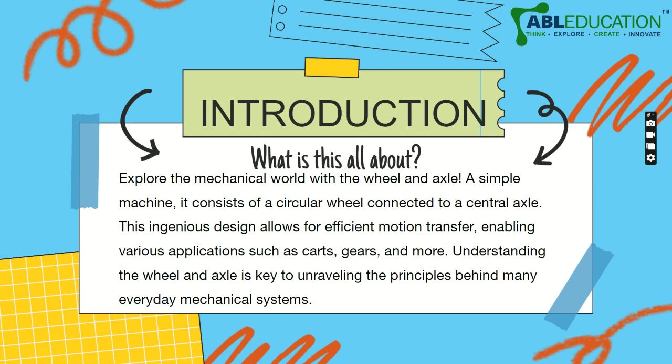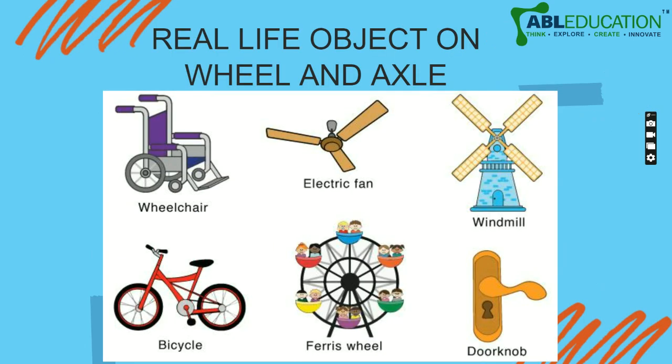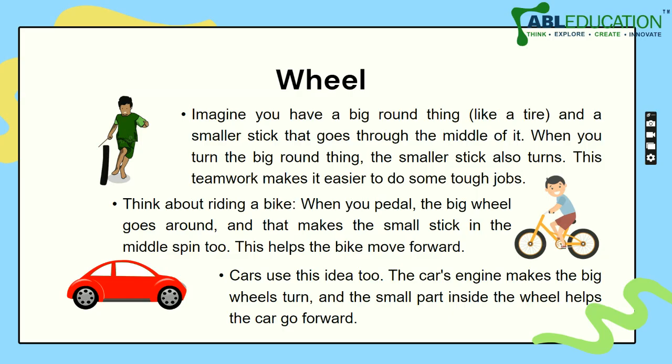So, you must have seen this combination in a lot of places, such as in your car, in your Activa, or in your bikes. Okay, so there is always a wheel and axle. Axle is the rod that rotates when the motor rotates, and wheel is connected to this axle. So this works together to make our lives easier and make our work simpler as well. So some real life examples of wheel and axle combination are wheelchair, electric fan, windmill, bicycle, Ferris wheel, and doorknob.